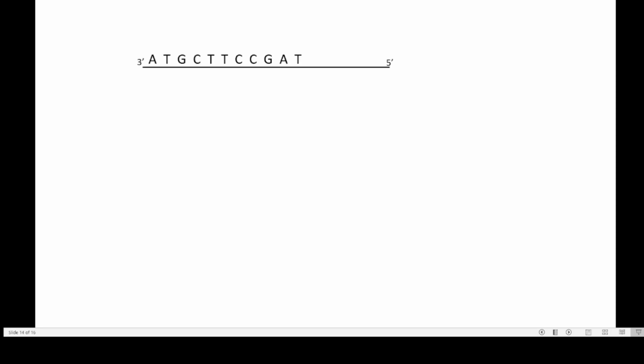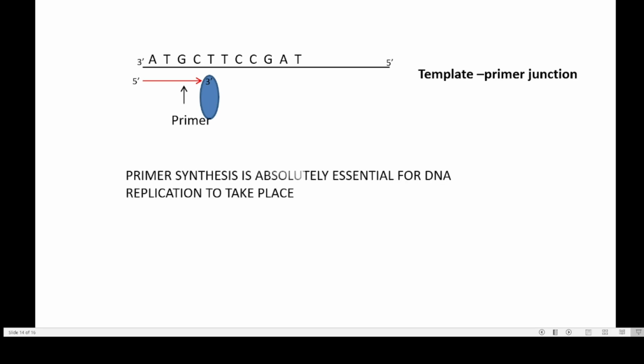Say this is a single-stranded DNA template. A short oligonucleotide is synthesized at the 5' end. This is a primer. This primer is not DNA but a short piece of RNA. This is now called a template-primer junction. To the 3' end of the primer of this junction, DNA polymerase can bind and start DNA synthesis. Primer synthesis is absolutely essential for DNA replication to take place, and this is brought about by an enzyme, primase.